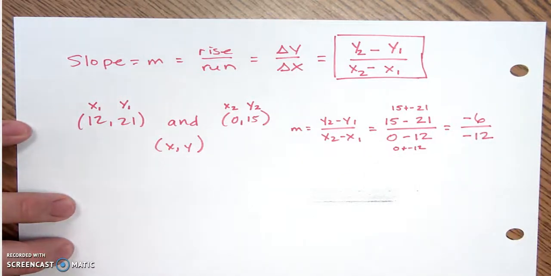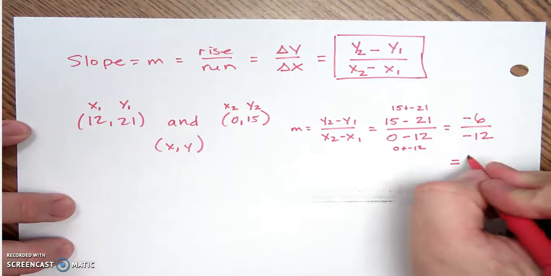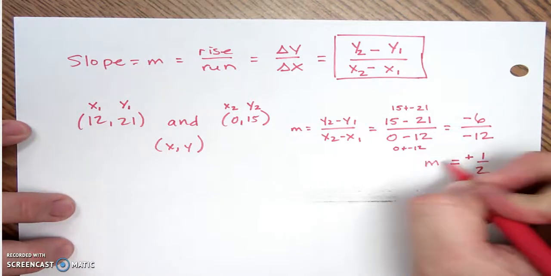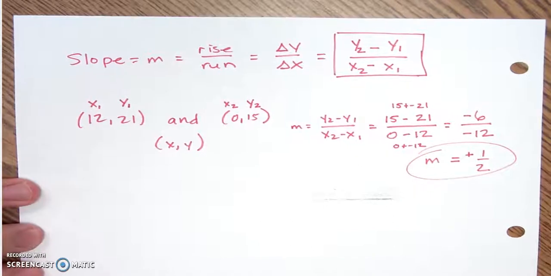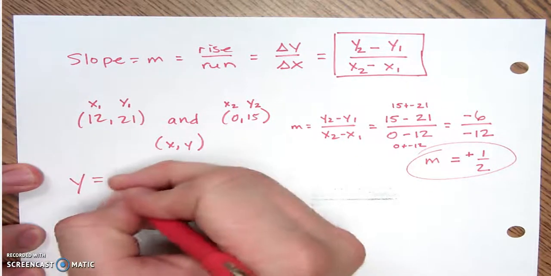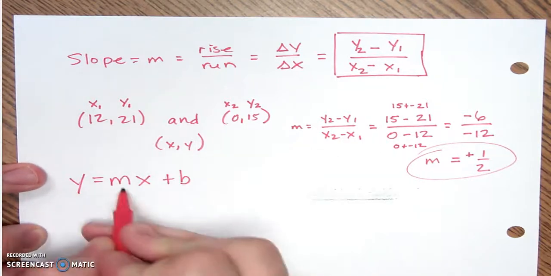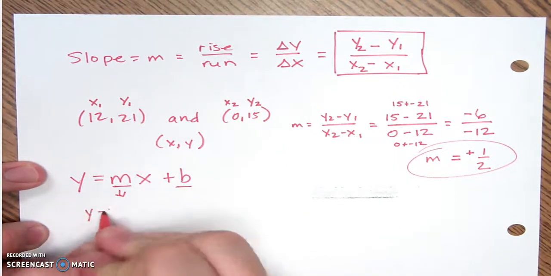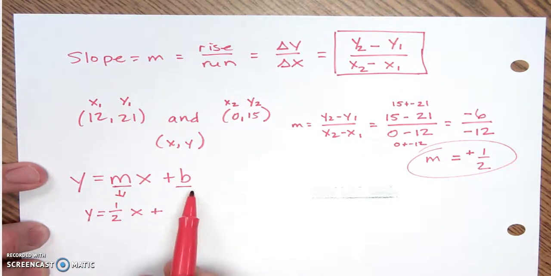Now we always want to simplify our answer. The first thing we should realize here is we have 2 negatives. So a negative divided by a negative is going to make a positive, and 6/12 simplifies to 1/2. So we found that the slope is equal to 1/2. Remember, our goal is to write an equation in slope-intercept form, which is y equals mx plus b, where m is the slope and b is the y-intercept. We've just figured out that m is 1/2, so so far we can say y equals 1/2 x plus, and the last thing we need to do is find that y-intercept.